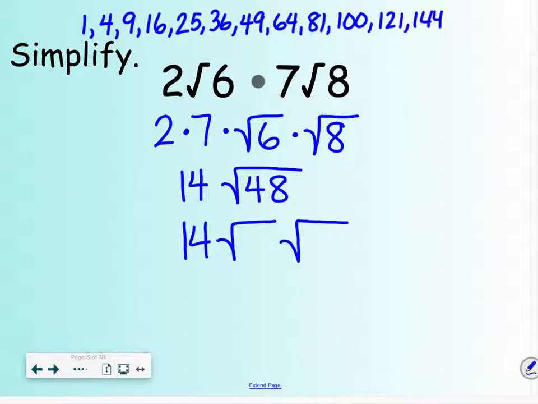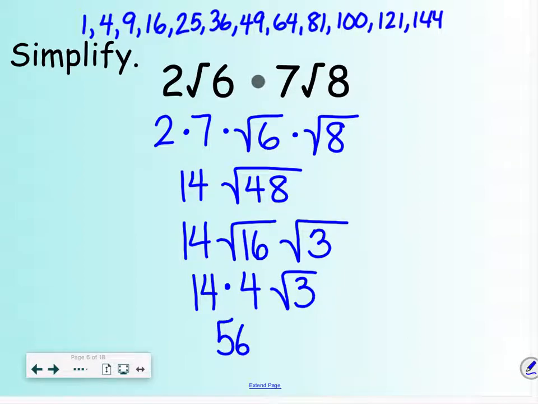So instead of 6 times 8, the biggest perfect square factor is 16. 16 times 3. So it's just a different way of breaking down that number 48 in order to simplify. Square root of 16 is 4. So 4 times the square root of 3, and then I've got the 14 in the front. So I have to multiply 14 times 4, which is 56, times the square root of 3. So the 6 and the 8 up here, you put back together to get 48, and then you factor that 48 differently.